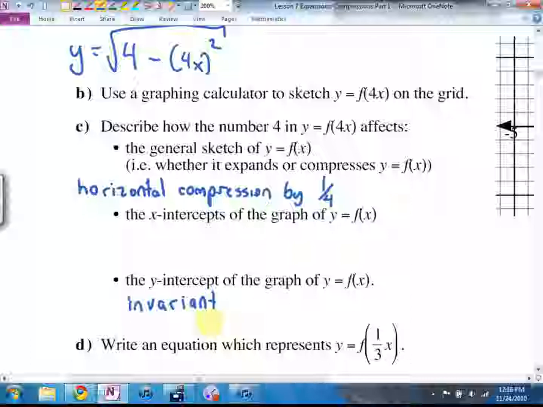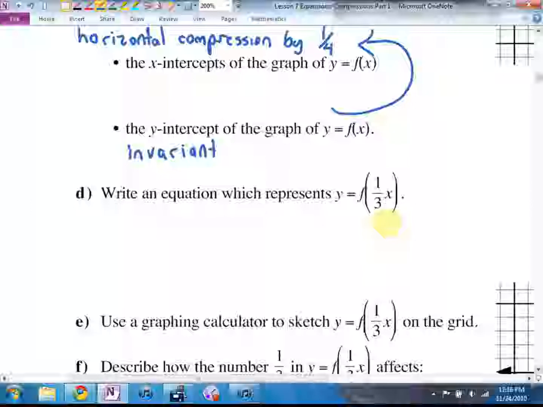Horizontal compression by, you know what? I'm doing that. Semicircle, we did say touching. If you go look at the domain and range when we set it up, we said it was touching 0 high. Okay.